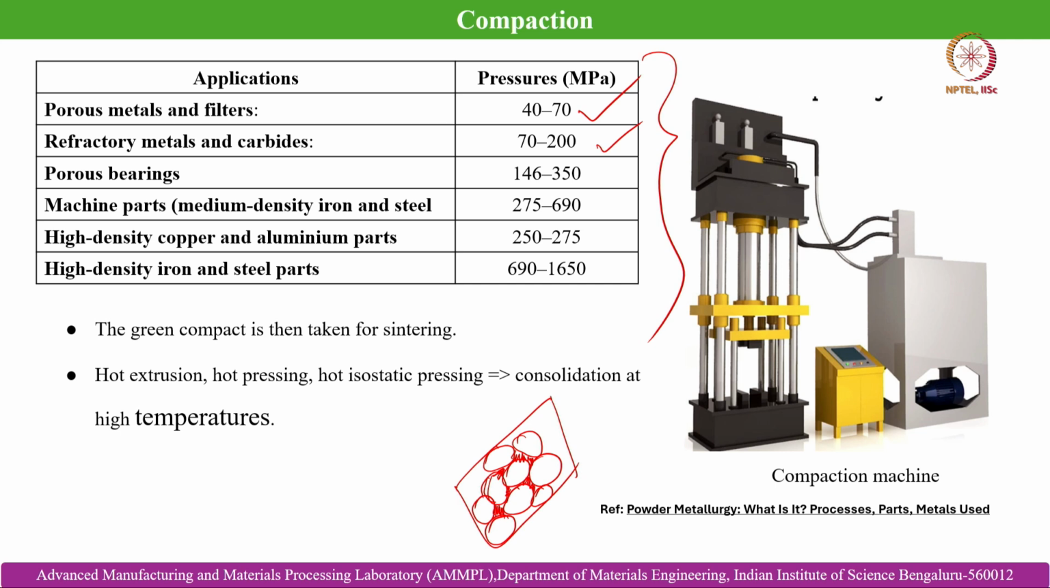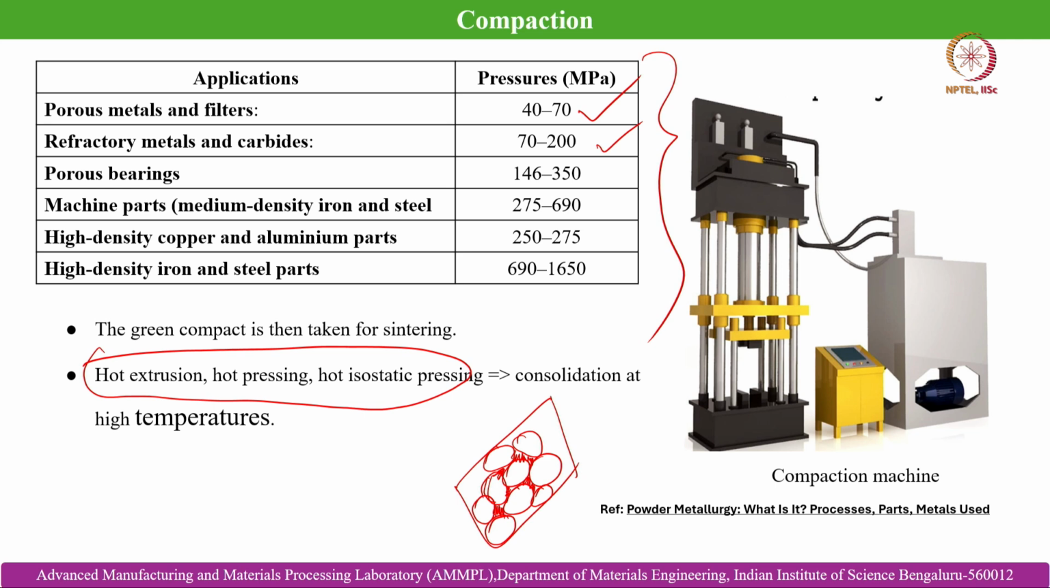Hot extrusion, hot pressing, hot isostatic pressing are some of the examples where we generally do the compaction at high temperatures, but otherwise in all other uniaxial compaction processes it is done at room temperature. So, in hot pressing, hot extrusion, hot isostatic pressing, we do the densification and the pressurization together, to achieve an improved set of properties and also higher density than we can achieve in the case of uniaxial compaction techniques.